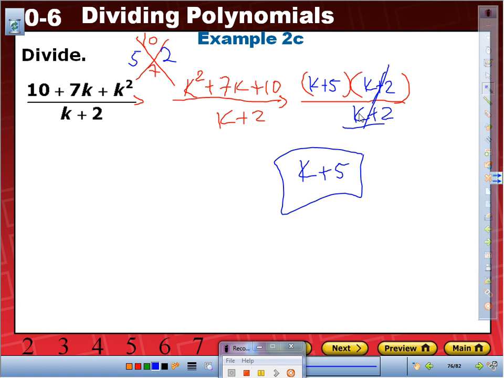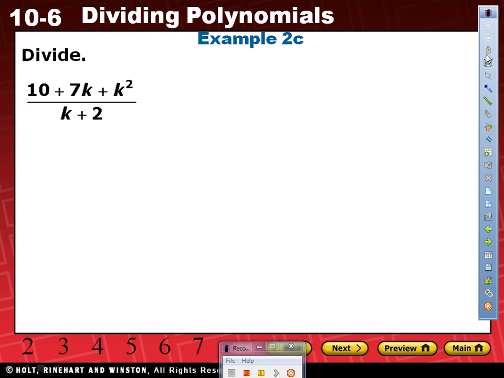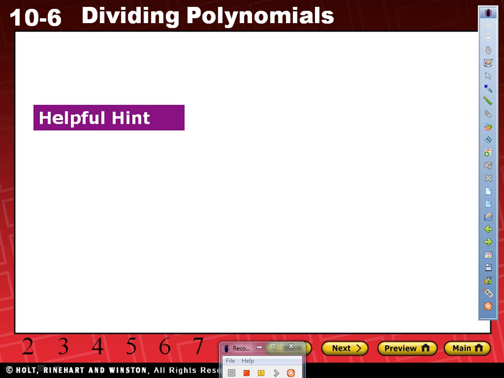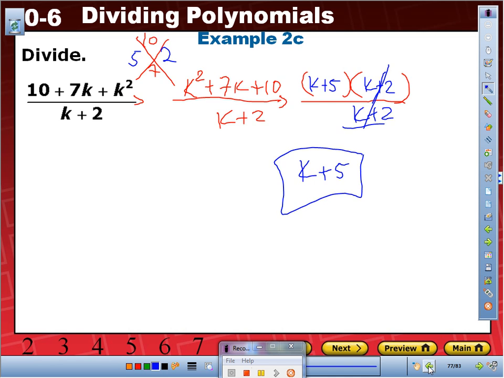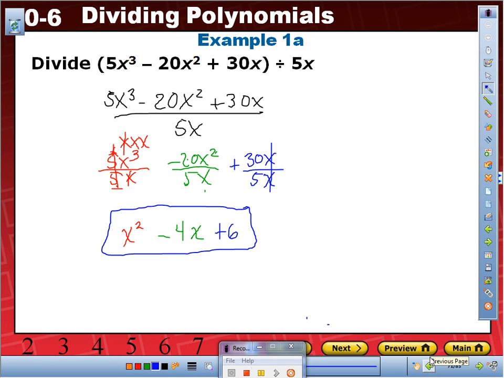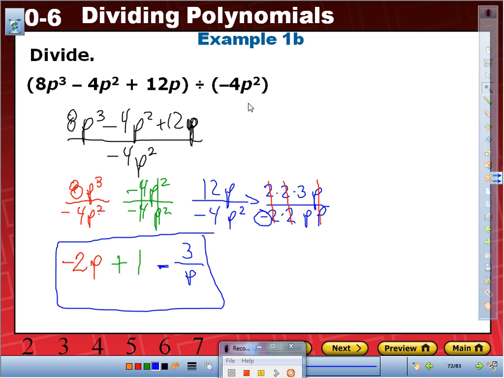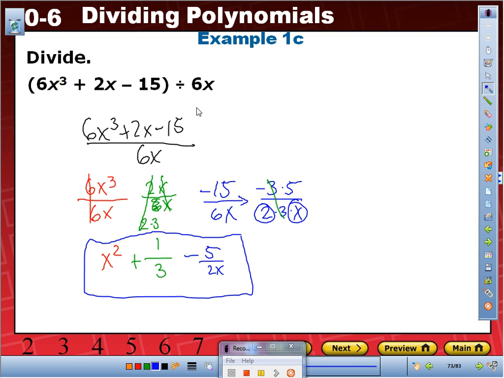Okay? All right. So, pens down really quick. Now, a quick hint. This is something that I want you to see. Look at the first ones that we did. Wasn't this a monomial? Yes, so therefore I wrote it as one fraction, and then I divided and simplified each term. Look at this one. Isn't this a monomial? Yes, I wrote it as a fraction, divided and simplified each term. Monomial, yes. Wrote it as a fraction, divided and simplified each term.